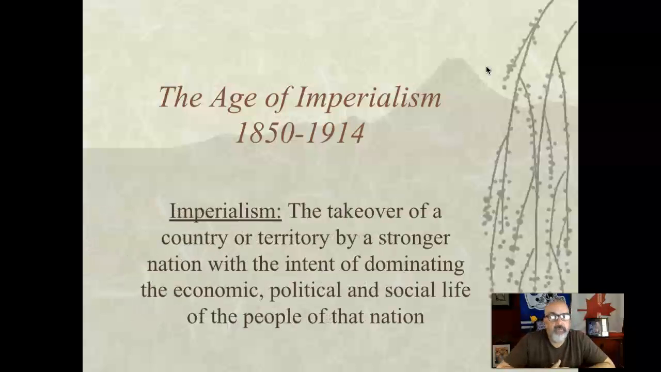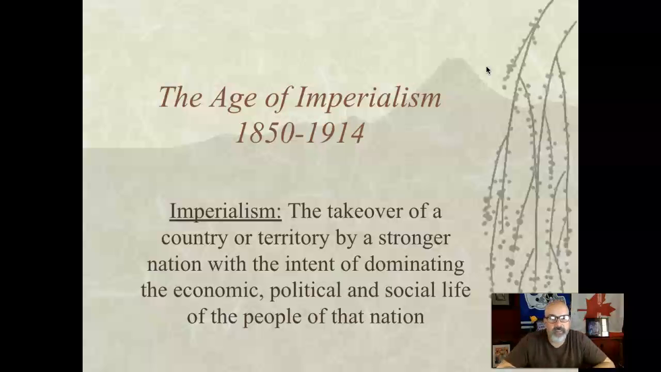Quick definition, real simple. The definition of imperialism is still argued about today, so there's not one clear definition, but for our purposes, we're talking about the takeover of a country or territory by a stronger nation with the intent of dominating the economic, political, and social life of the people of that nation. And it can be all or just one of those things.